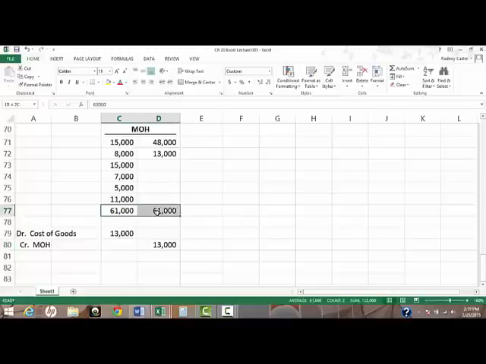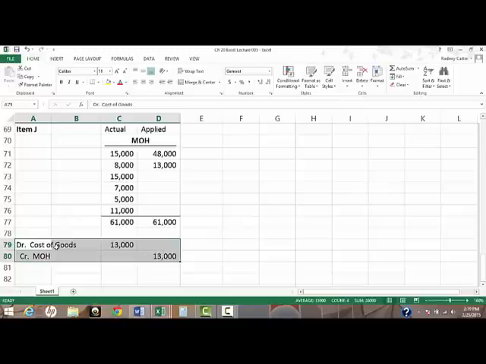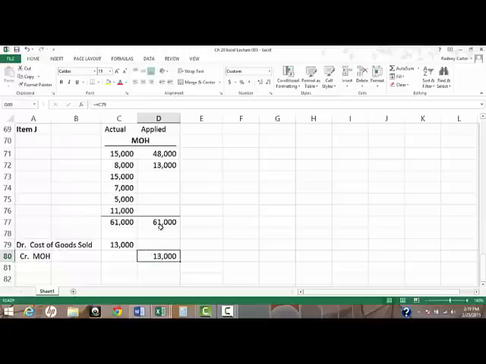We now balance our actual and applied balance because we've made a year-end adjustment to cost of goods sold. This is how we solve for a discrepancy in applied and actual manufacturing overhead at the end of the quarter or end of the year, just for example purposes.